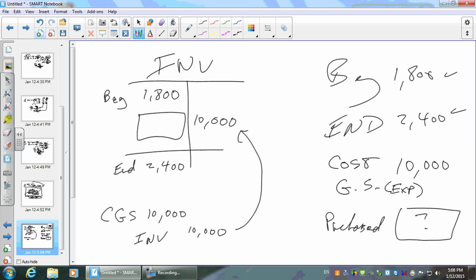Looks like 10,600, and we're there. That's the purchases. And that would probably be debit inventory and credit accounts payable, although it could be debit inventory and credit cash if they paid cash. Okay? We'll worry about that stuff later. All right.